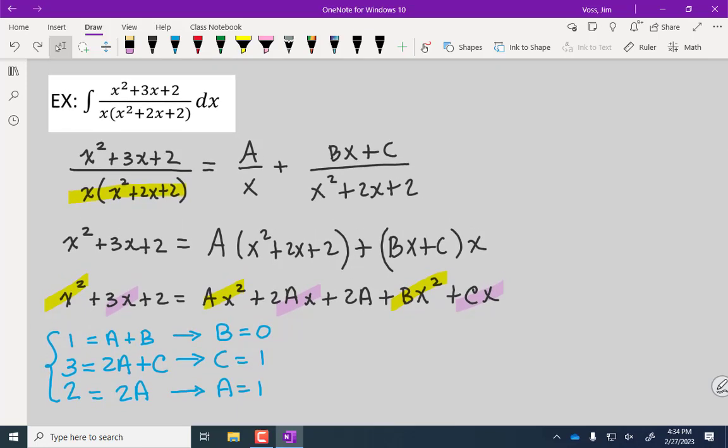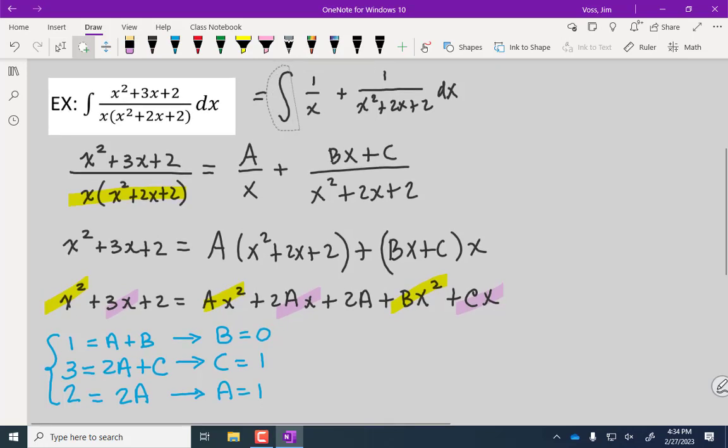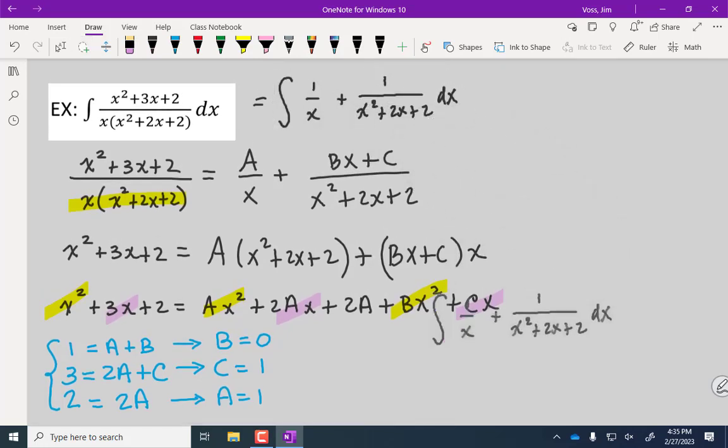All right, so now we're ready to rewrite our original integral. And it's going to be a over x, so 1 over x. And then b is 0, so it's 0 plus 1. So we're going to have plus 1 over x squared plus 2x plus 2 dx. So that is going to be our new, let's move this down. We're going to need more space, man. Shocker. Let's move it down here.